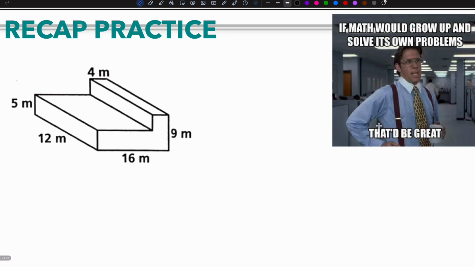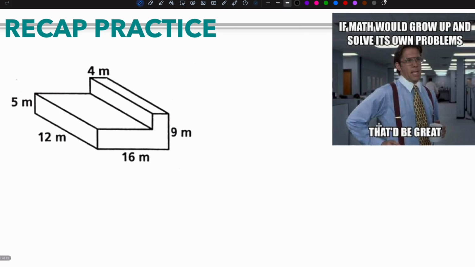Now, in this case, what you're going to have to do is break this up into 2 different prisms. So what I'm going to do is break it up this way, so that if you look at it, you have this rectangle right here, and then you have the rectangle that is on top, and then we're going to add the 2 volumes together.